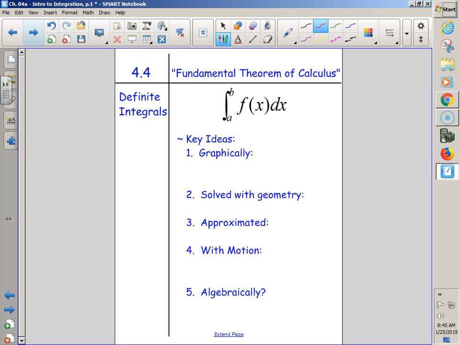Section 4.4, fundamental theorem of calculus. What have we done so far? Do you see that I just keep building? Didn't we write down key ideas for section 4.3? Am I just reminding you of stuff? Yes. Graphically, there's a curve. Solved with geometry. I don't mind this type of problem if it's just geometric shapes added together. Will every single area be geometric?